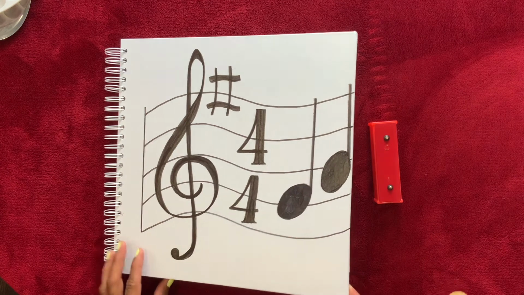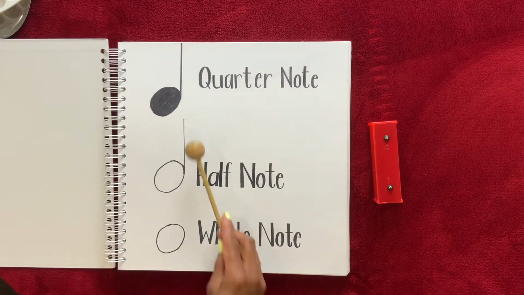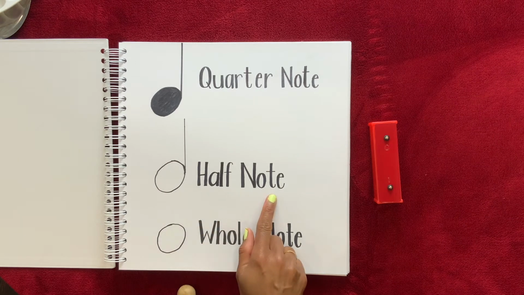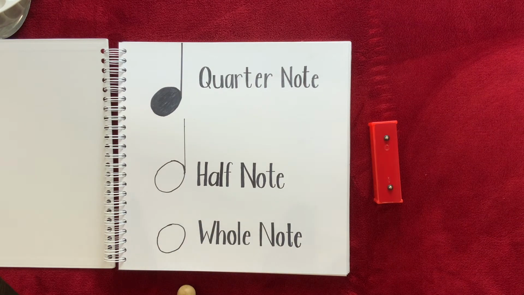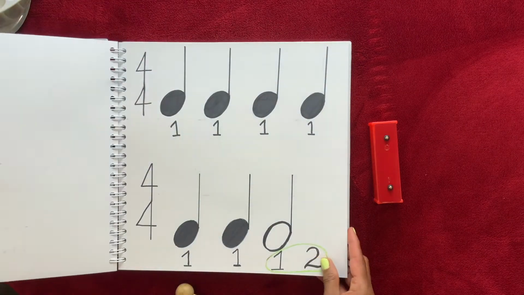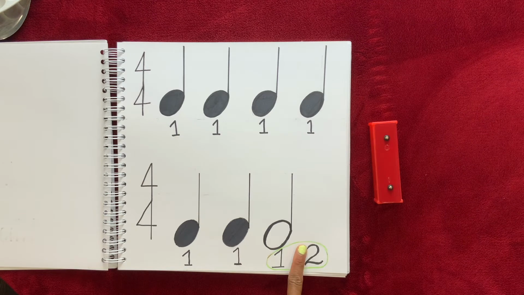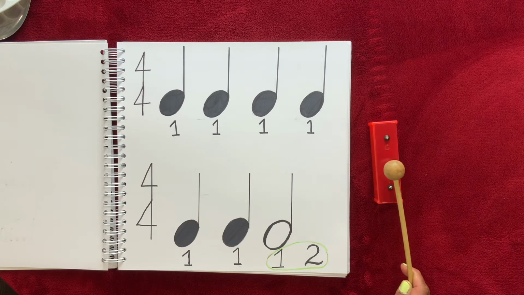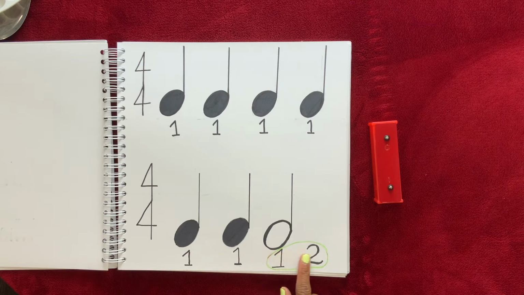Let's review what we know already. Quarter note, 1 beat. Half note, 2 beats. 1, 2. Whole note, 4 beats. 1, 2, 3, 4. Let's play this pattern on the note C. 1, 1, 1, 2.